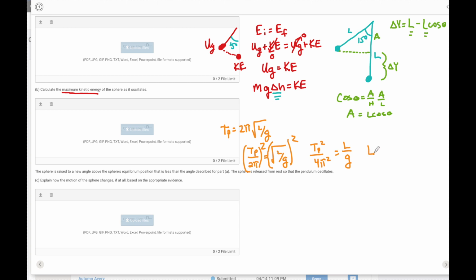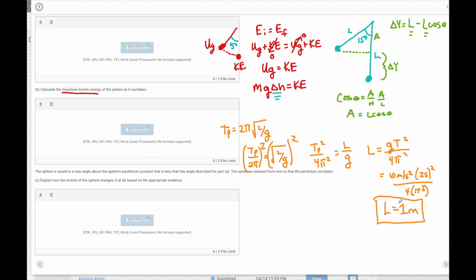Now I can have an expression for L, which is going to be equal to g times the period squared, divided by 4 pi squared. Let's just plug in real quick. 10 meters per second squared times 2 seconds squared, divided by 4 times pi squared. I find L to be equal to 1 meter.